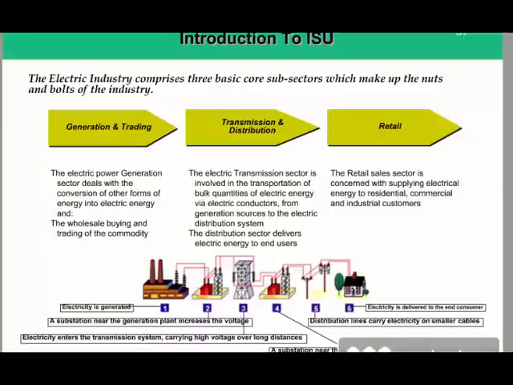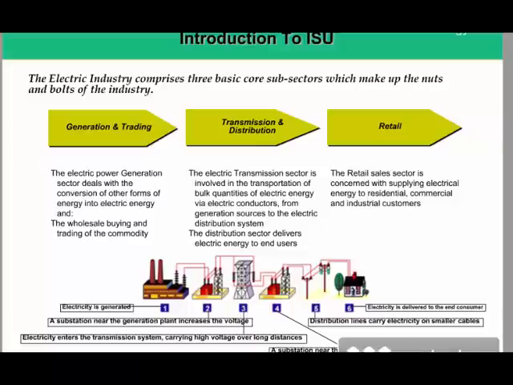This is like the bird's eye view of what the electric industry comprises of. So basically, the electric industry comprises of three core subsectors. The first one is generation and trading, second one is transmission and distribution, and third one is retail and supply.